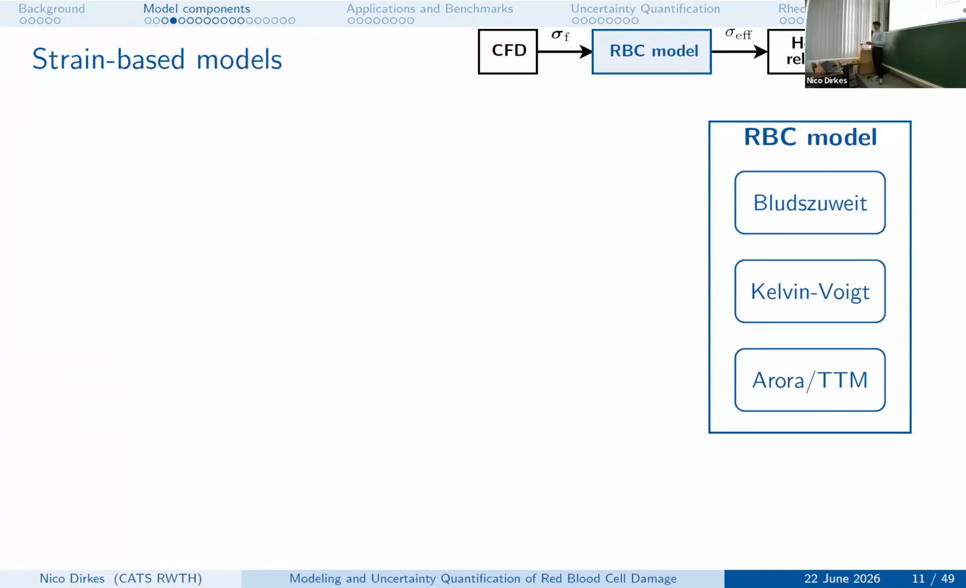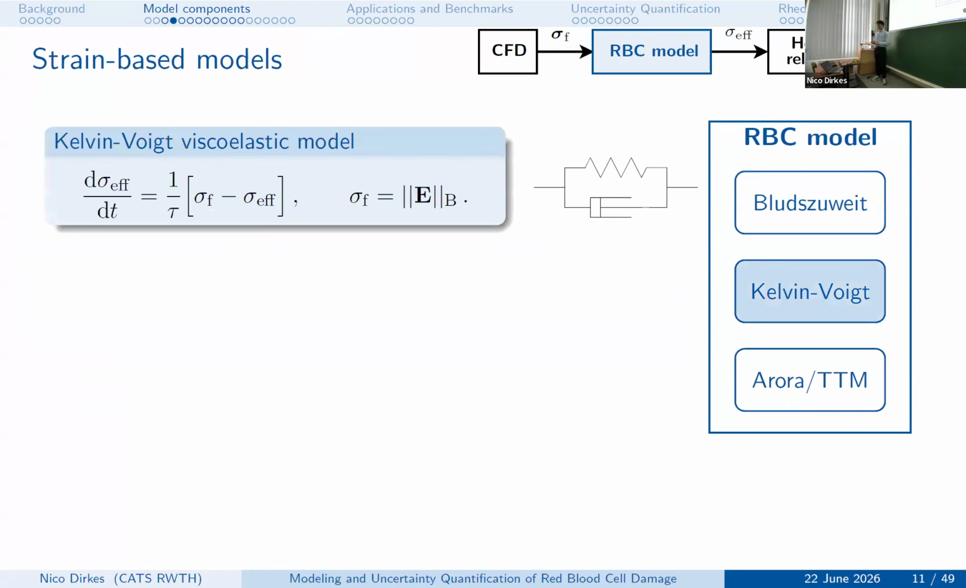On the other hand, we have so-called strain-based models. And for this, I will start with the simplest form, the Kelvin-Voigt viscoelastic model, where you don't have just an elastic response, but a viscoelastic response. In this case, this is no longer a scalar equation, an algebraic equation, as we had before for the norm, but now this is a differential equation.